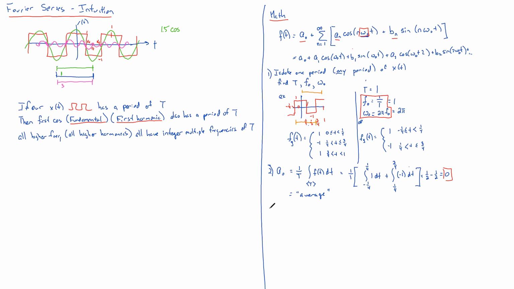Now you need to come up with your other parts. You need to come up with your a sub n values. And the formula for a sub n is 2 over your time period times the integral, again, over any time period of your function. Now check this out. Your a's correspond to how much cosine you have in your waveform. So when you go to figure out your a's, you're going to multiply it by cosine n omega naught t.